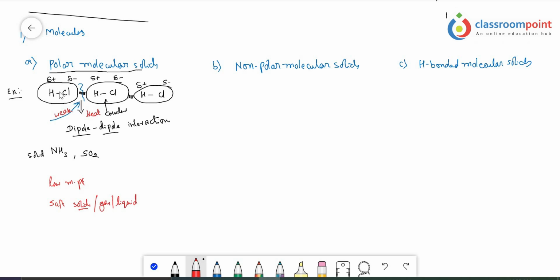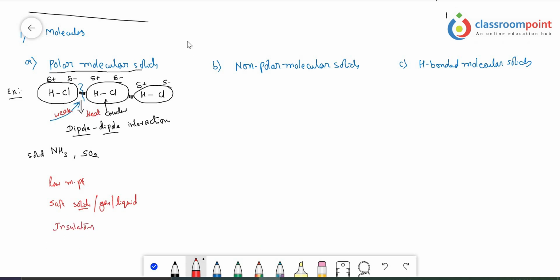And one more thing is, here no complete ions are there. Just like if you take NaCl, there is Na+ and Cl-, complete ions are there. But in the case of HCl, or in the case of the polar molecular solids, there is a covalent bond, so that no ions will come out of the molecule. Since no ions are there, these molecules cannot conduct electricity. So these are insulators.